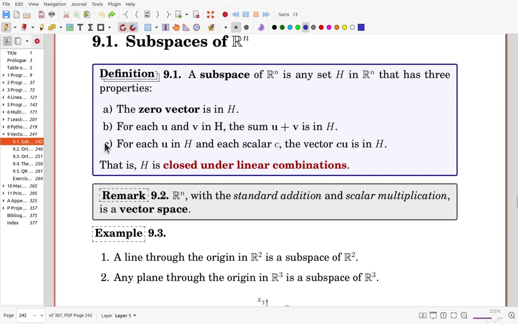These three conditions can be expressed with this one line: H is closed under linear combinations. Then it should have a zero vector, and it must be closed under addition and closed under scalar multiplication. Rn itself, with the standard addition and scalar multiplication, is a vector space.